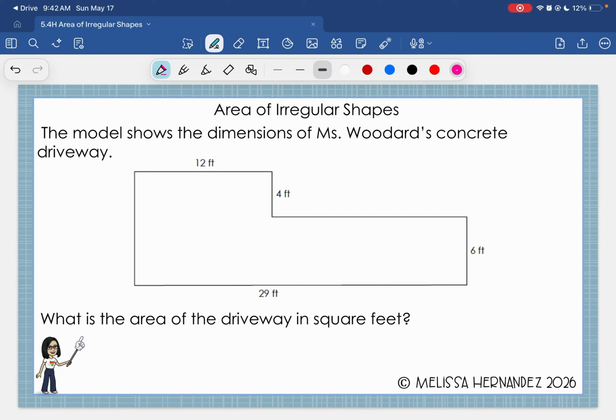Today's video will focus on area of irregular shapes. So let's go ahead and get started. The model shows the dimension of Miss Woodard's concrete driveway. What is the area of the driveway in square feet?